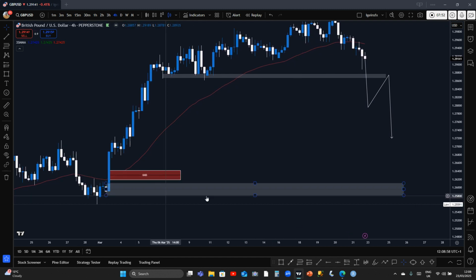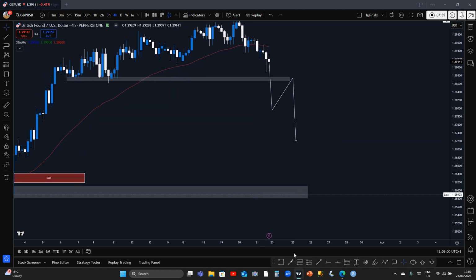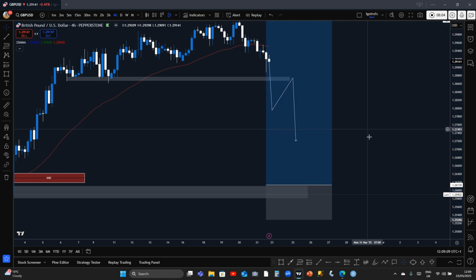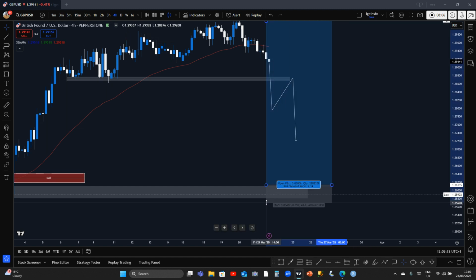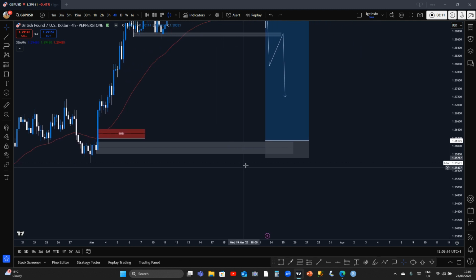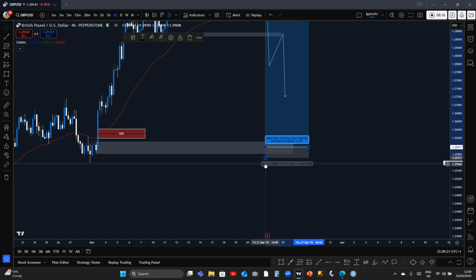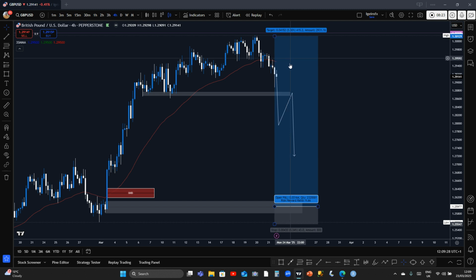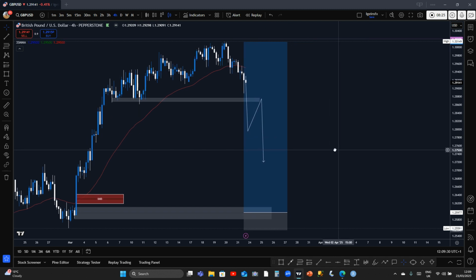As an SMC trader, we can simply place our buy limit order here. All right, buy limit order here. And wait for price to get to this point, tap in, then it will push the price to the upside.